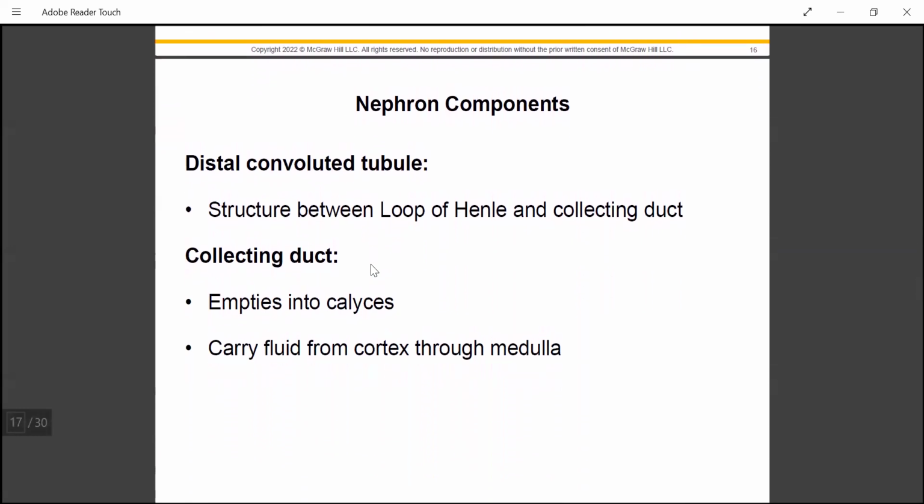Our distal convoluted tubule is after our loop of Henle and prior to our collecting duct. The collecting ducts themselves are what are going to actually empty into the calyces. Remember, we had our renal pyramid, papilla, and then the calyx. And so our calyces end up at the renal pelvis. This is how we're going to drain the urine. And this is what's carrying fluid from that outer cortex region of the nephron into the medulla.